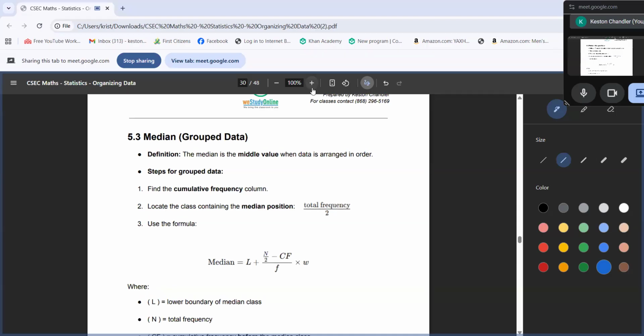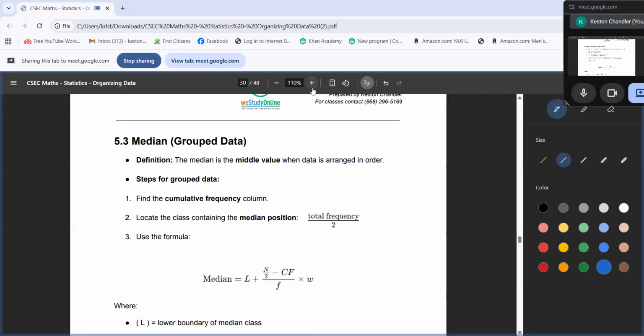So we're going to look at median for group data. From what we've seen before, median is our middle value when the data is arranged in ascending order, right? It's ordered. Now, using group data, we need to have a cumulative frequency column. Now, we're going to locate the class that is going to contain the median position, not the value, but the position. So if we take the total frequency and we divide it by 2, that's going to tell us where the median position would lie.